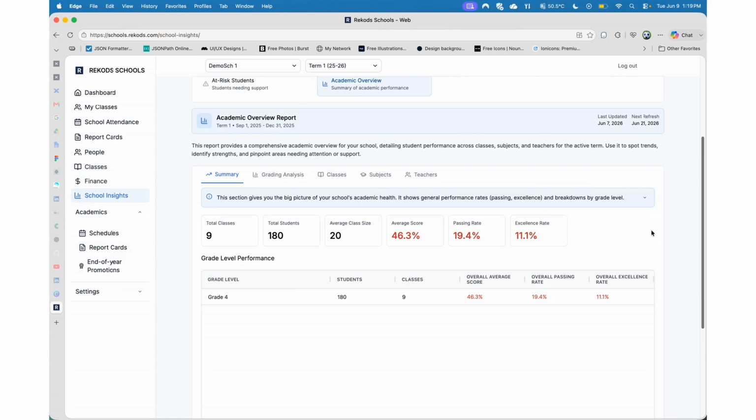One more thing, and this is probably the most important thing I can say about this report. It doesn't replace the conversations. What Rekods does is make sure that when you have those conversations, with a teacher about a struggling class, with a head of department about inconsistent grading, with your board about where the school stands this term, you're walking in with the full picture already in front of you. You're not piecing it together from memory or hoping the numbers are right. That's what this is for.